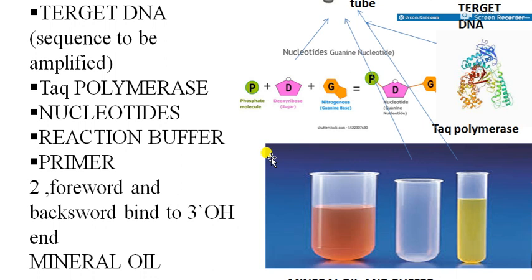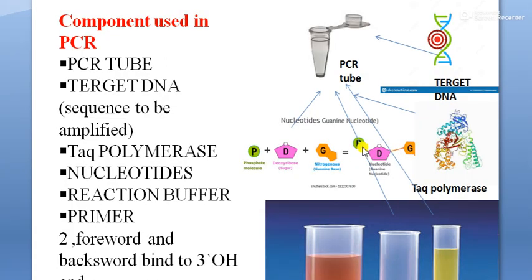And next we need the mineral oils, which are also necessary for this procedure. And we need some kinds of ions, that is magnesium ions. So as you see in these pictures, we need PCR tubes and a target gene, Taq polymerase, nucleotides, primer, buffer, and mineral oils, and ions.